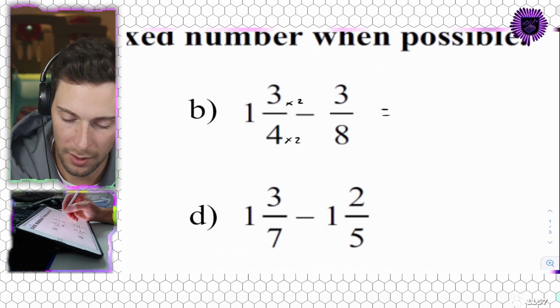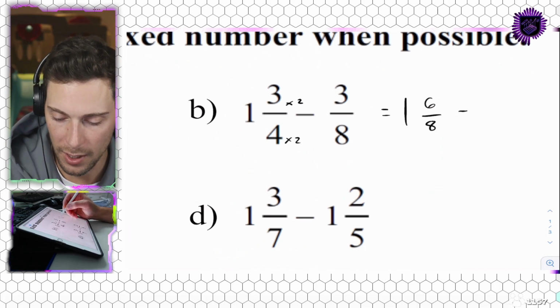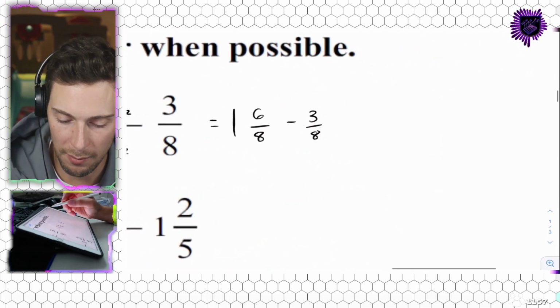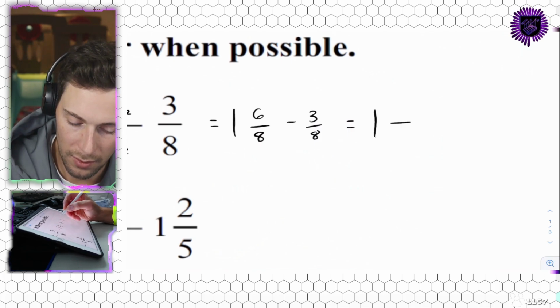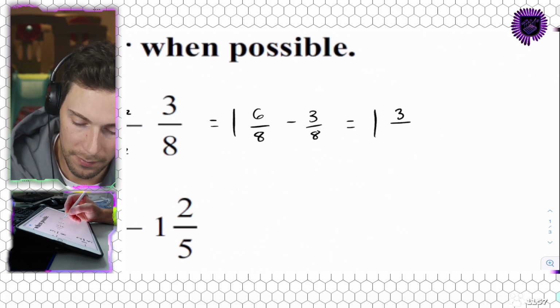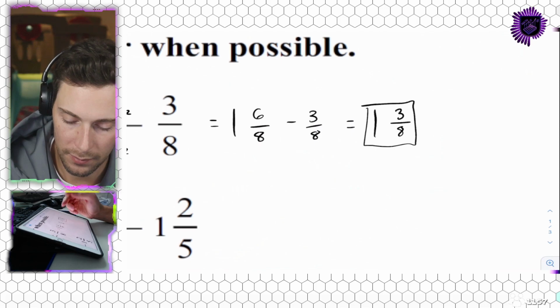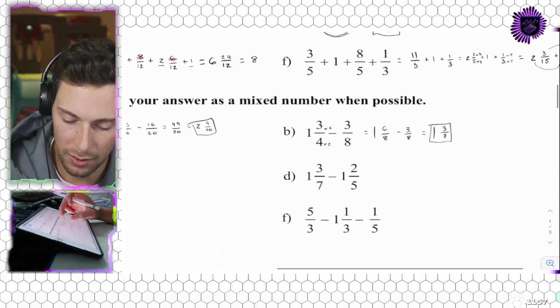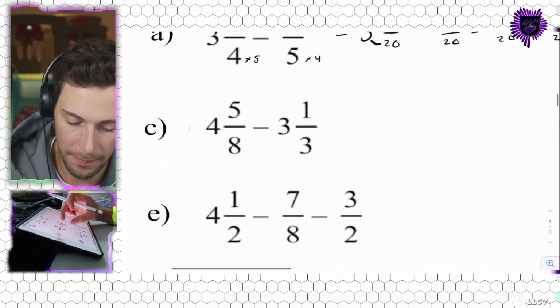So let's rewrite our equivalent fraction of 1 and 6/8 minus 3/8. And we can simply do that math. 6 minus 3 is going to be 1 and 3/8. Answer. Question 5C.